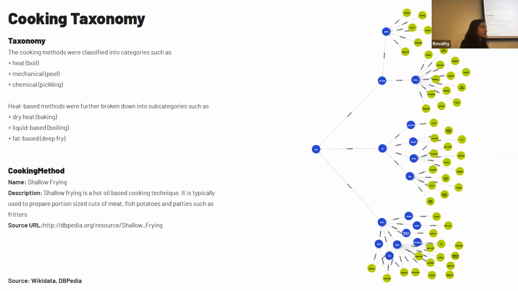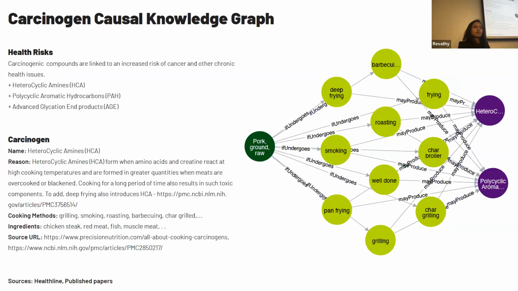The next type of knowledge we have is the cooking taxonomy, since we were planning to look into the effects of cooking methods as well. The cooking taxonomy is obtained from Wikidata and DBpedia. It's classified into three major categories: heat-based, mechanical-based, and chemical-based, where the heat-based cooking method is further divided into dry heat, liquid-based, and fat-based cooking methods. We have the cooking methods for each of them, and a description of what each of the cooking methods means as well, which can be used for further analysis.